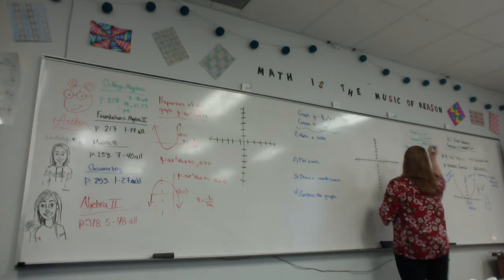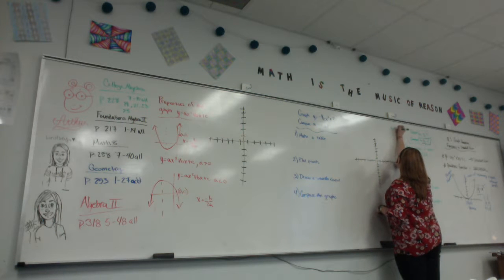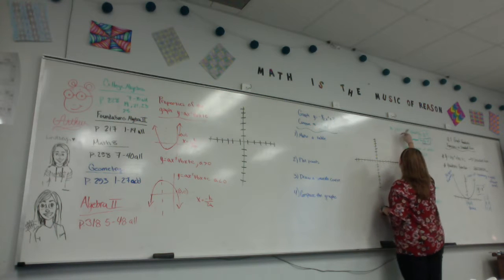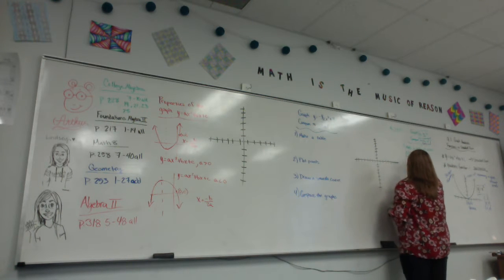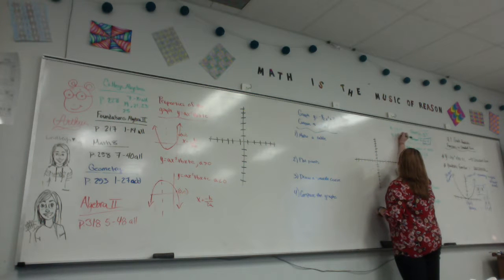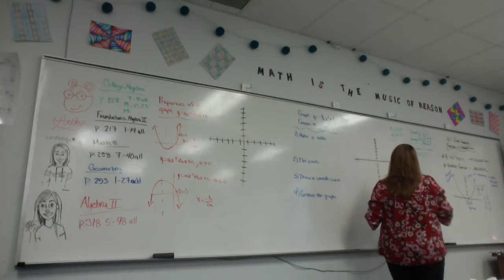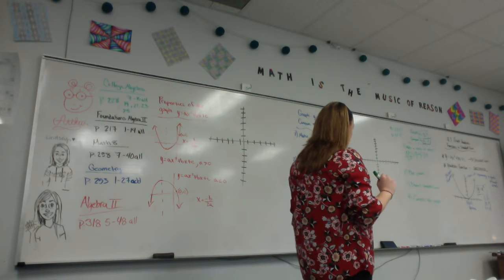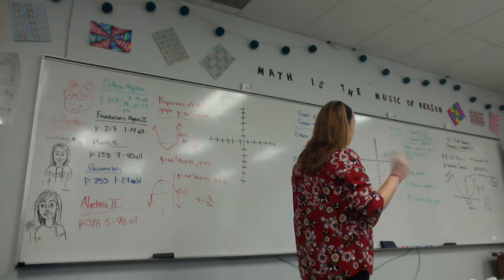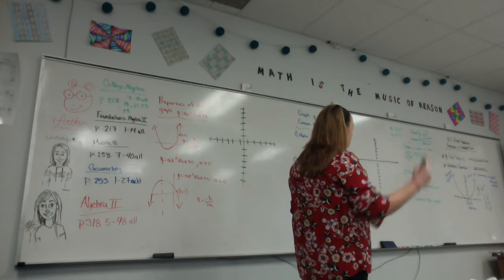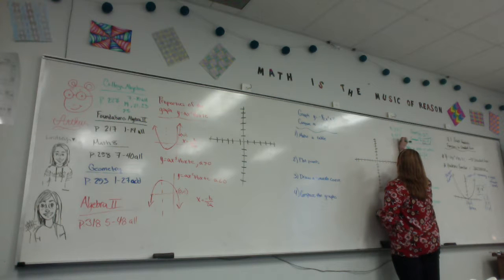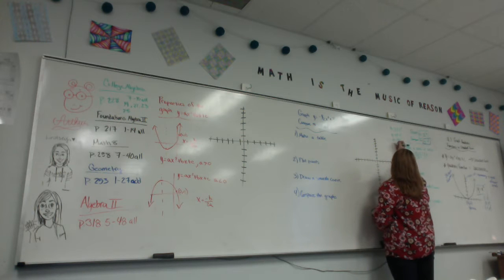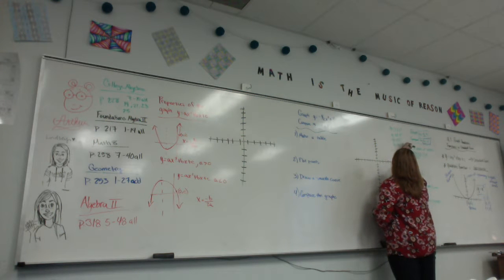If I plug a -2 into this graph, I have y equals 2 times -2 squared. What's -2 squared? 4. What's 4 times 2? 8. So I get 8 out, okay? If you plug in -1, what do you get out? What's -1 squared? -1 squared is 1. 1 times 2 is 2. If I plug in a 0, what do you get out? 0. Beautiful.